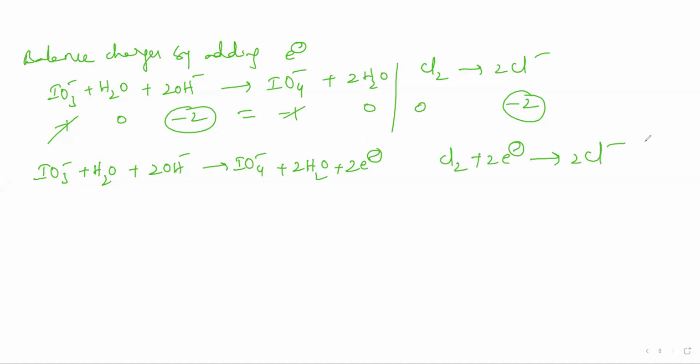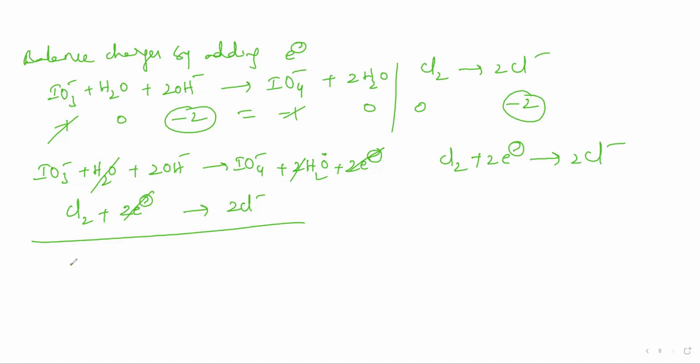Then add both half reactions. I'm considering here Cl2 plus 2 electrons gives rise to 2Cl minus. The electrons get cancelled. And finally, what is the remaining reaction? 2H2O. This H2O gets cancelled. So nothing more than that.